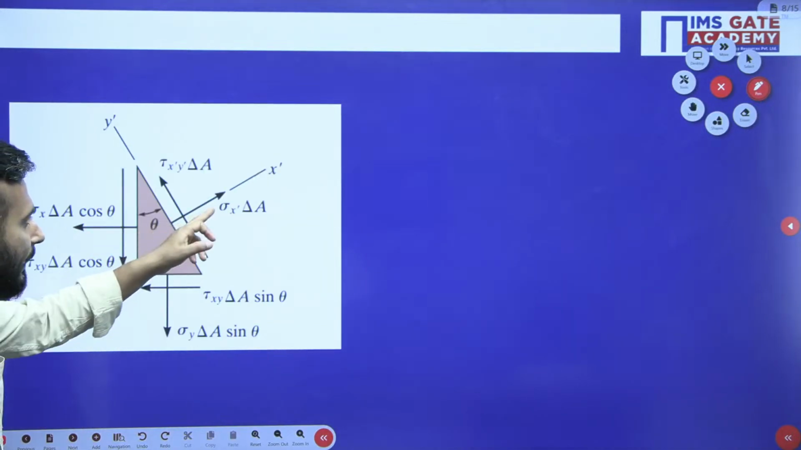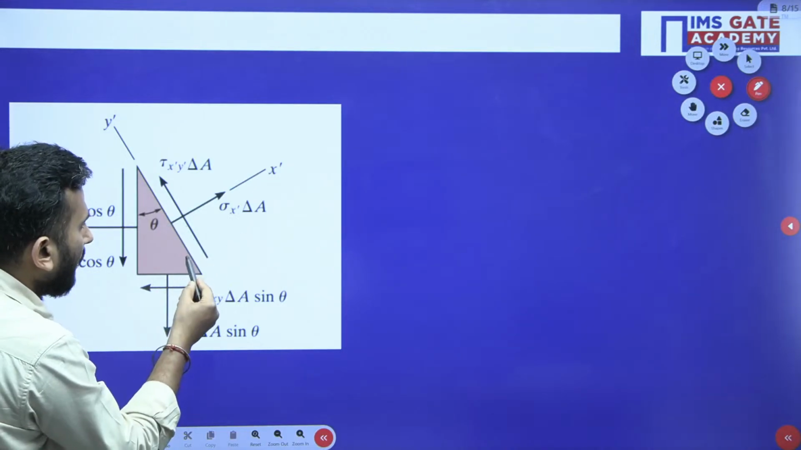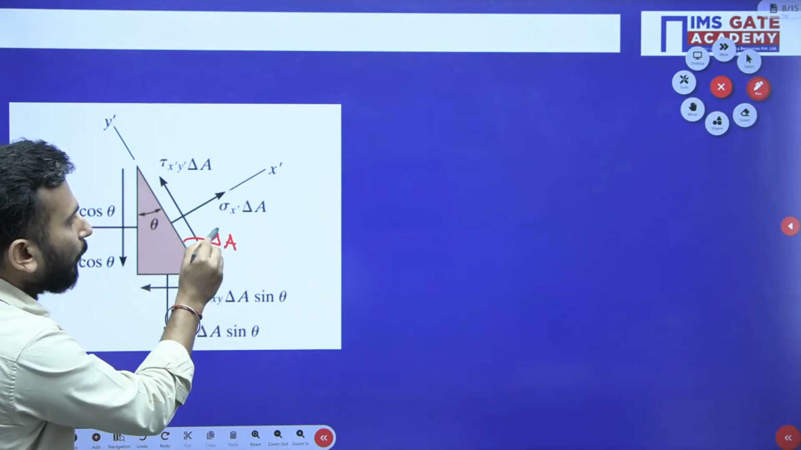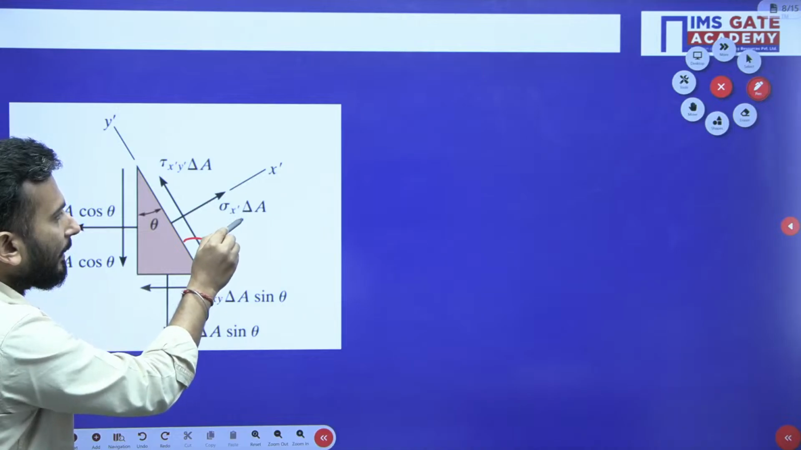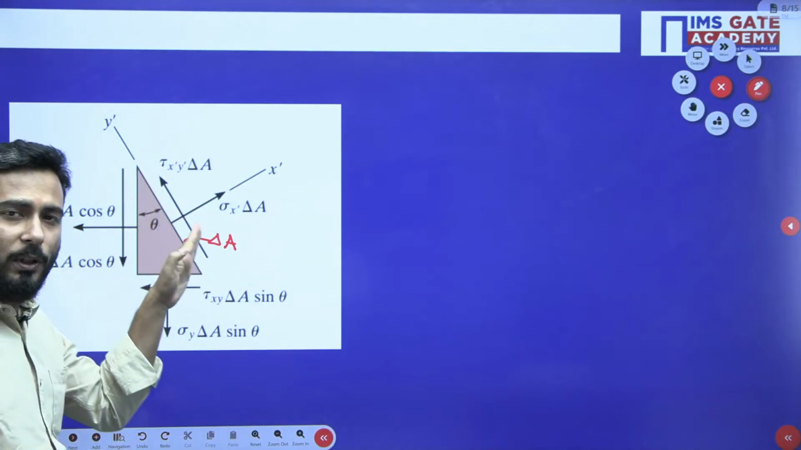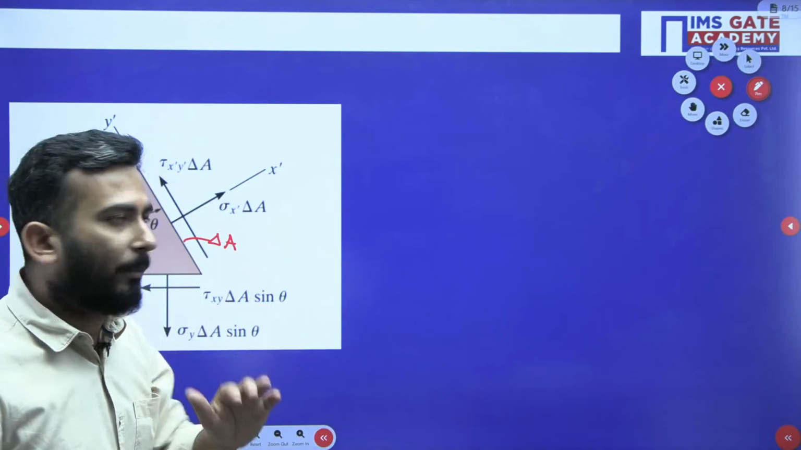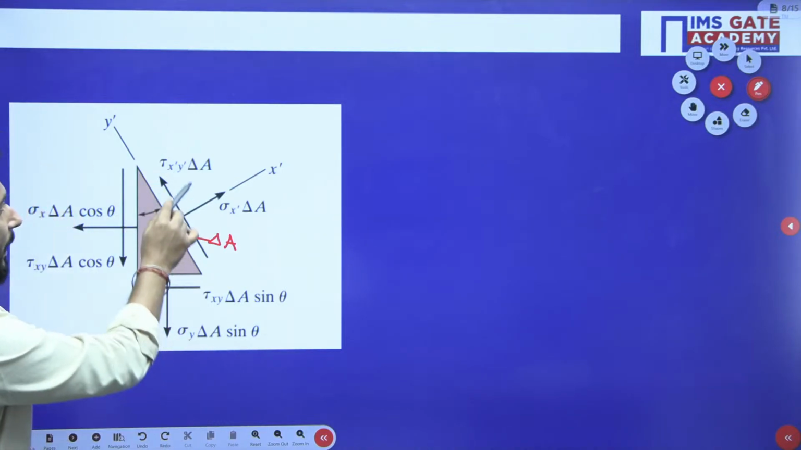Now my dear friends, see this. I told you that this is the area of this face, that is delta A. So what will be the force? Sigma x dash was the stress, so sigma x dash into delta A is the force on this face. Obviously I told you that on a particular face one normal stress will be there, and one tau will also come. So tau x dash y dash, and if I talk about the force, you simply multiply by area.